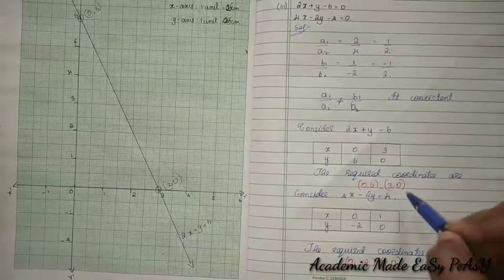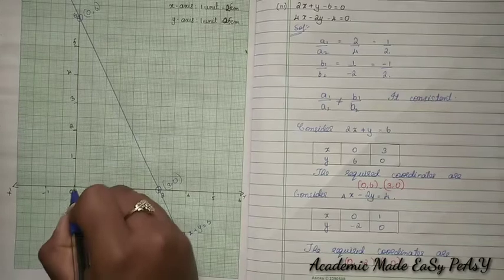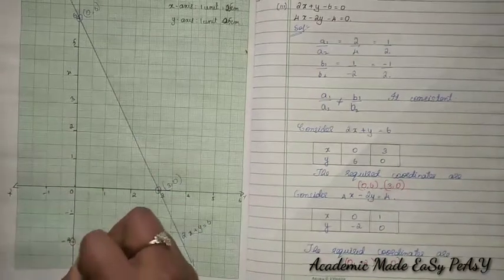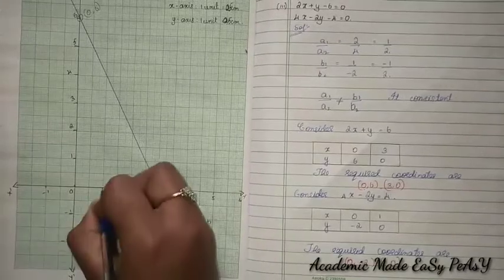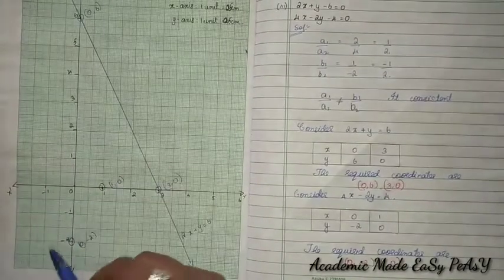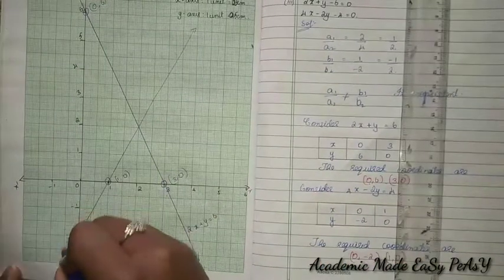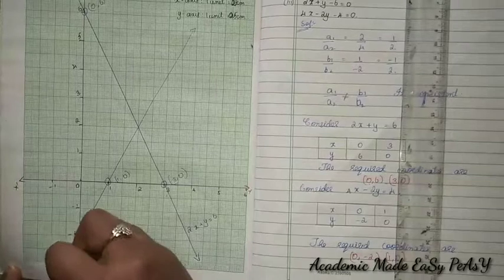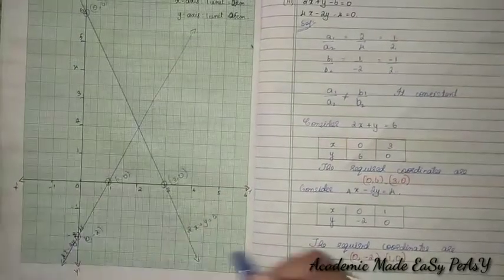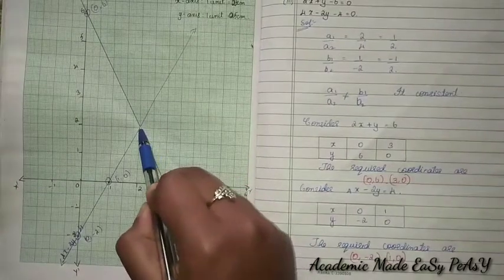So for the next equation, it is 0, minus 2 and 1, 0. So 0, minus 2 and 1, 0. Now I will join these 2 points. Now I will be writing the equation on top of this line, which is 4x minus 2y is equal to 4. Now I will be taking this intersection point as my solution.